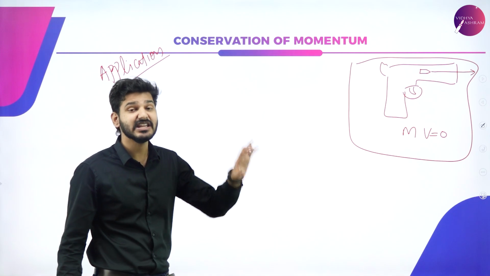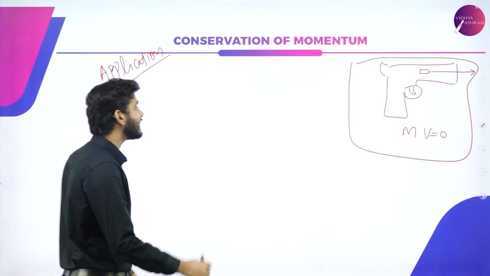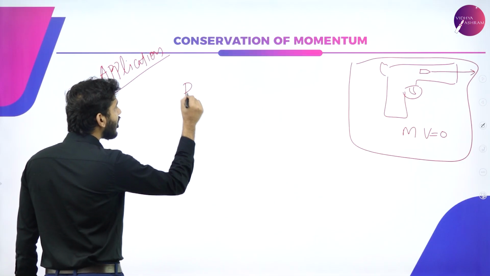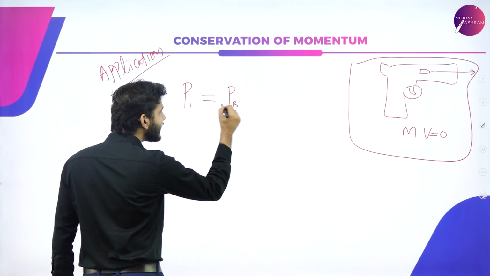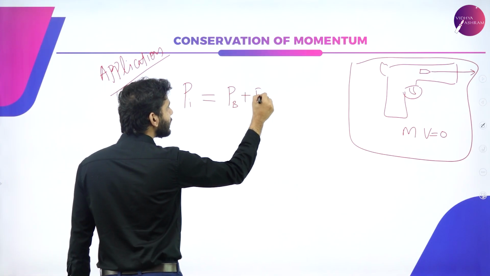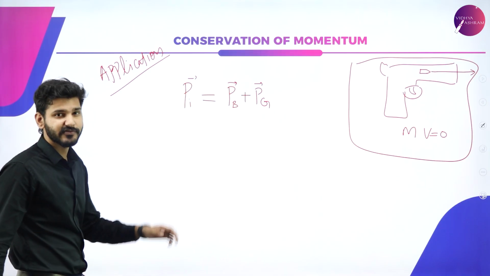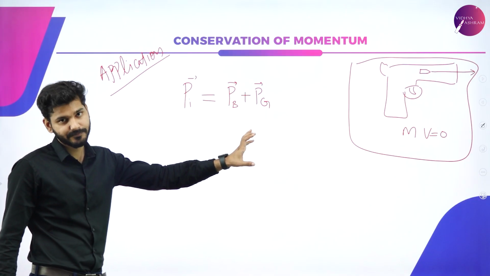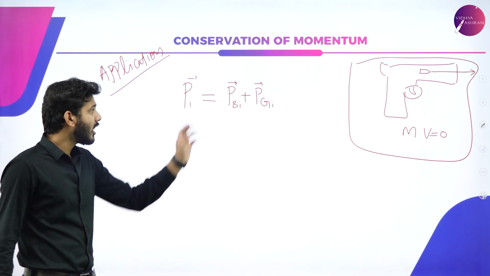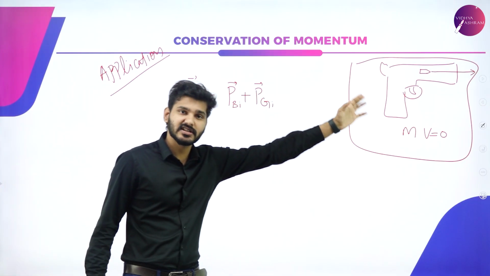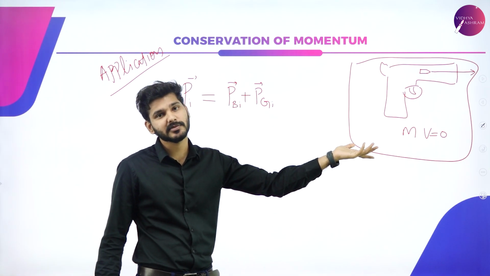Let's say that this entire arrangement of gun and bullet is initially at rest, when the bullet is not being fired. We can say that the initial momentum of the system is the initial momentum of the bullet plus the initial momentum of the gun. Let's indicate it as Bi and Gi. The initial momentum of the bullet is at rest, so it's 0. The initial momentum of the gun is also at rest, so the initial momentum is 0.